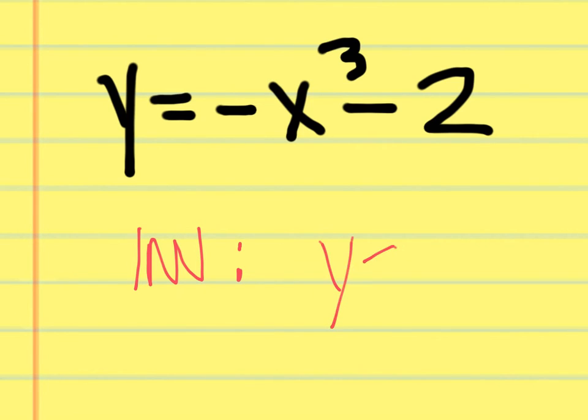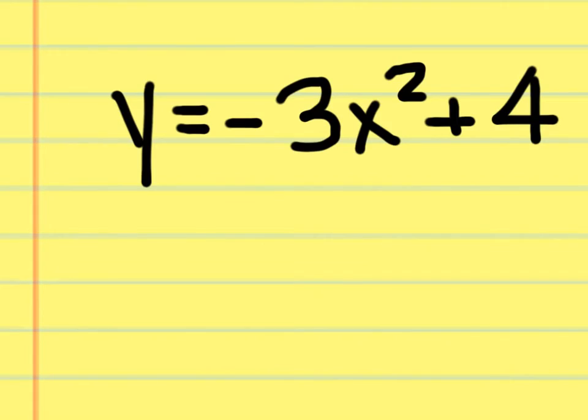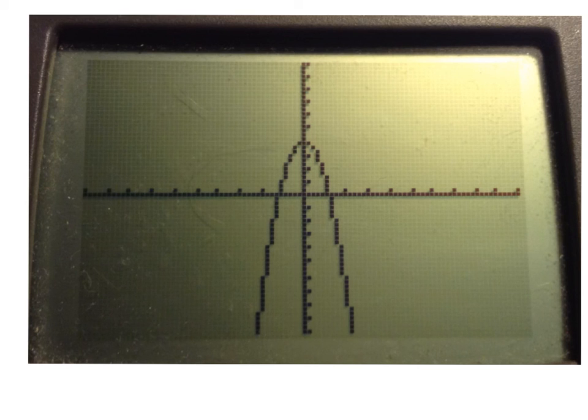The answer would be yes. This is the graph, and no matter where we draw a horizontal line, it's just crossing in one spot. So that would be an inverse that is a function. Would the inverse of this function be a function, yes or no? The answer would be no. See the next slide. Here's the graph, and if I do a horizontal line, notice I'm crossing in two spots, so the inverse is not a function.